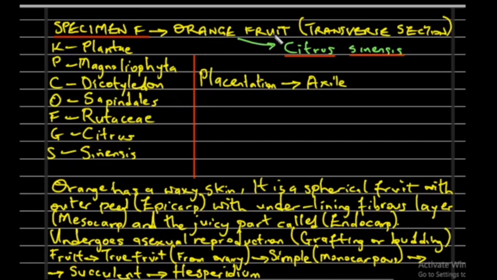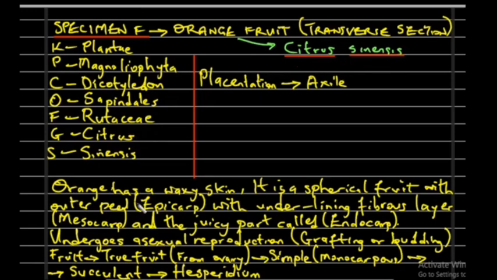Specimen F is the orange fruit, the transverse section of the orange fruit. Classifying the orange fruit, we have the kingdom to be Plantae, the phylum is Magnoliophyta, the class is Dicotyledon, the order is Sapindales. The family to which it belongs is Rutaceae, the genus is Citrus, and the species is sinensis. And from here we have the scientific name to be Citrus sinensis, as written here.